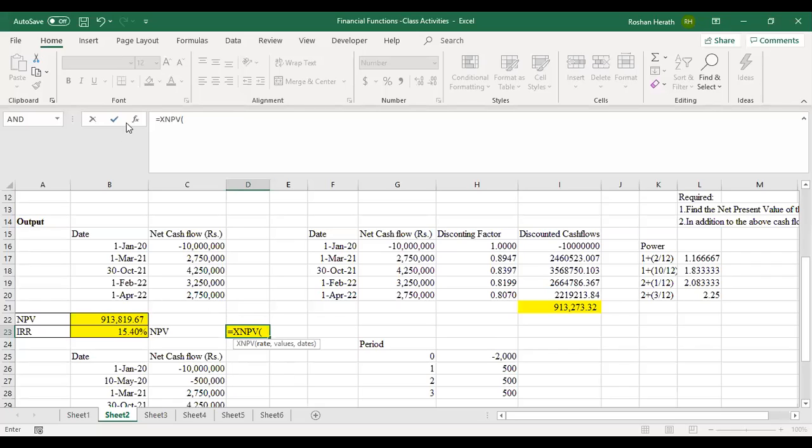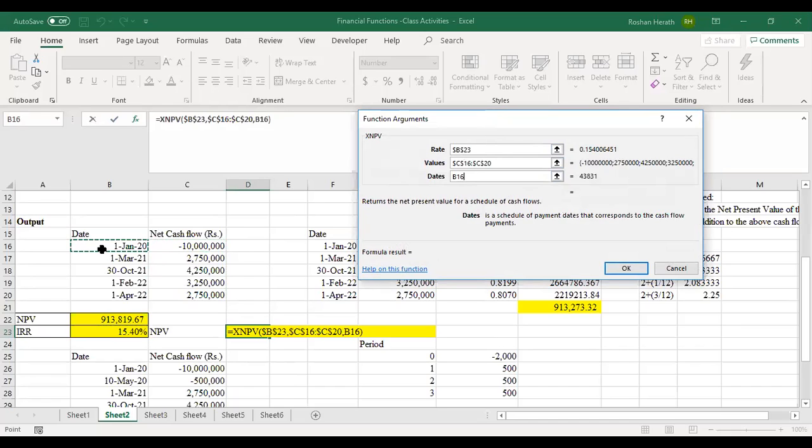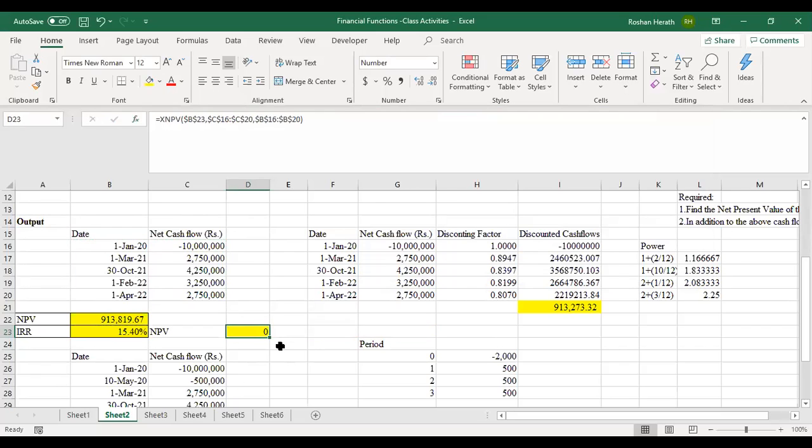Just to verify whether it is correct, all you can do is take the XNPV at this particular rate, and if it is 0, then you know the IRR you got is correct. So this is to verify yourself. Take the values and the corresponding dates. Yes, you can see that it comes as 0.08, and when you take the rounding, that is 0. So it confirms the IRR we have taken here is perfectly fine.